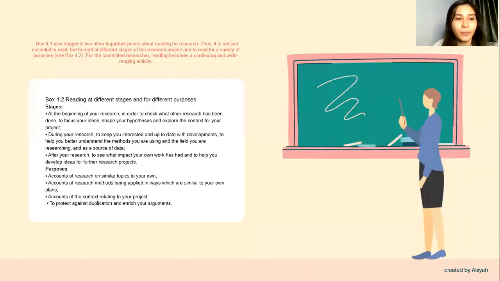Box 4.1 also suggests 2 other important points about reading for research. Thus, it is not just essential to read, but to read at different stages of the research project and to read for a variety of purposes. For the committed researcher, reading becomes a continuing and wide-ranging activity.